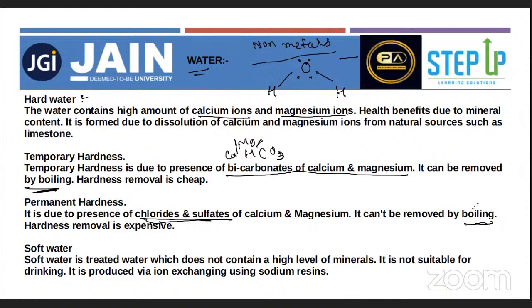We'll read by which processes it can be done. Now soft water is treated water which does not contain a high level of minerals. It is not suitable for drinking. It is produced via ion exchange using sodium resins. We'll see all those methods now.